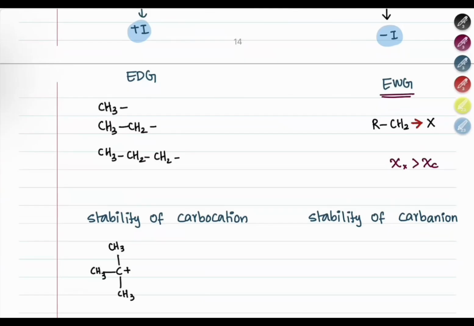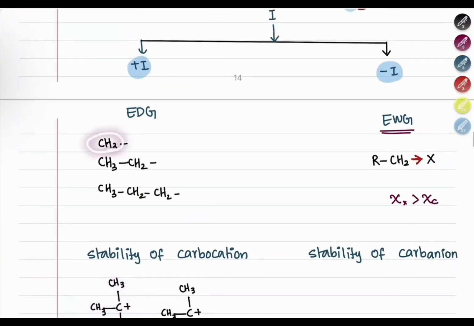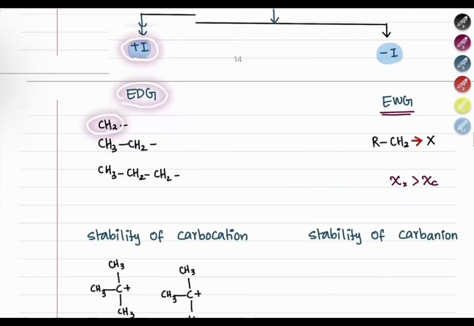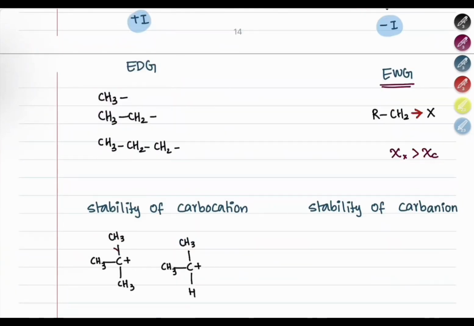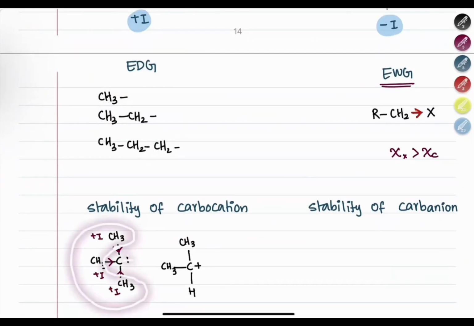Suppose we have a carbocation like this, and we have one more carbocation. Here the only difference is that instead of one CH3, there is a hydrogen. So we need to know which one of these is more stable. If you look at both molecules, in the first molecule you can see 3 methyl groups. We have already seen that methyl groups are electron donating groups. It is a plus I group. So it will give electron density to the carbon, so the arrow will be towards carbon. All these are plus I groups, this also plus I, this also. So 3 methyl groups are giving electron density towards the carbocation.